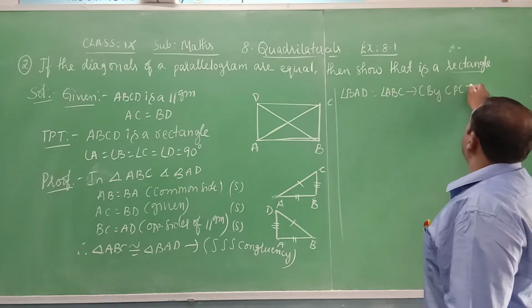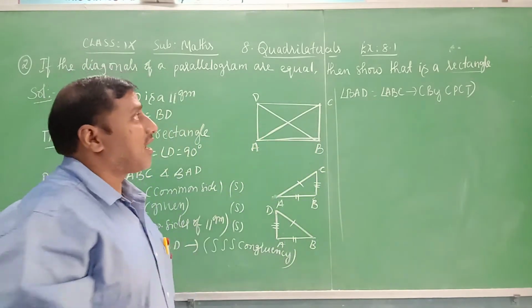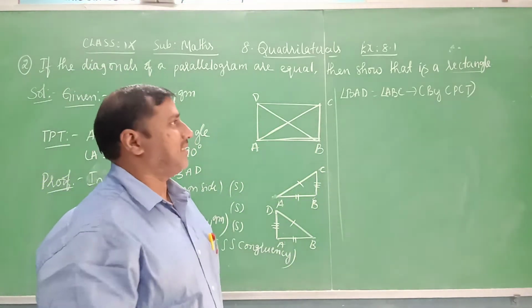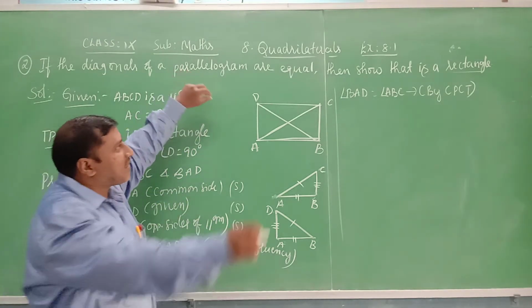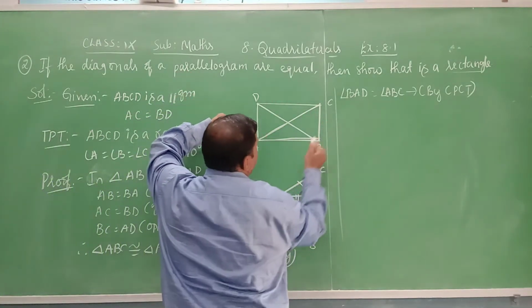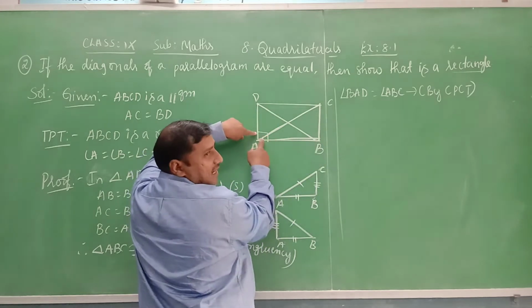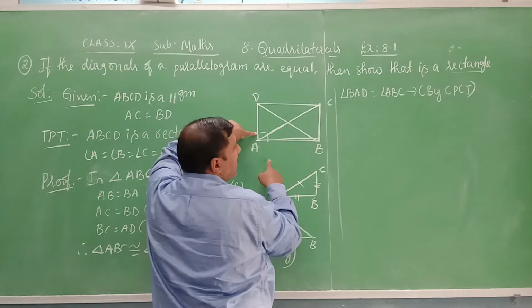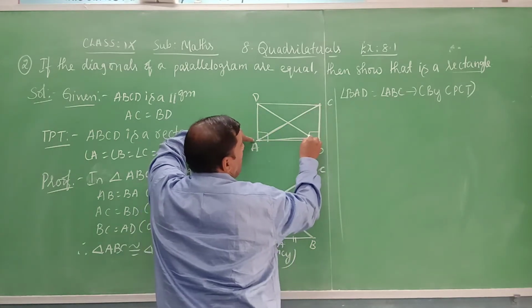What do you mean by CPCT? Corresponding parts of congruent triangles. Now we observe in the figure, angle BAD, this angle, that is angle A in the parallelogram ABCD, and angle ABC, this angle B.